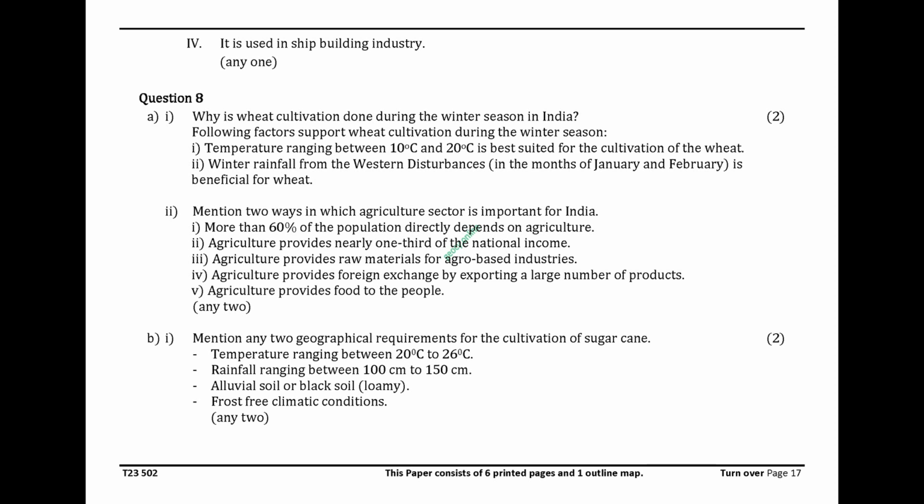Mention any two geographical requirements for the cultivation of sugar cane. Temperature ranging between 20 degrees Celsius to 26 degrees Celsius. Rainfall ranging between 100 centimeters to 150 centimeters. Alluvial soil or black soil, loamy. Frost-free climatic conditions. Any two.